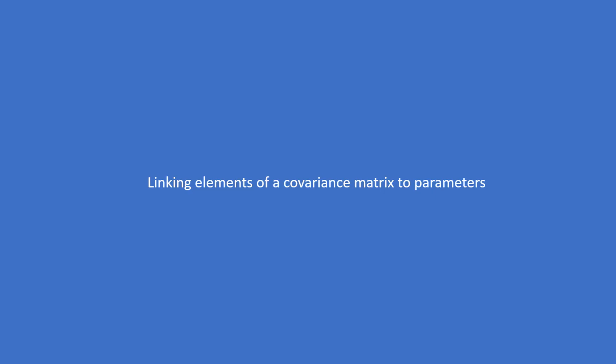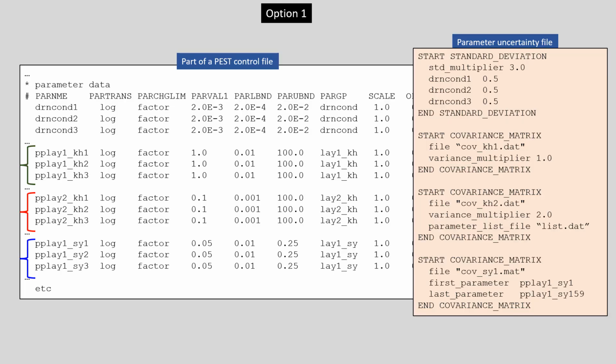Let's focus on covariance matrix blocks for a few moments. So the question is, how do we link the elements of a covariance matrix to the parameters in a PEST control file? There are 3 ways to do that, and these 3 ways are exemplified in these 3 covariance matrix blocks.